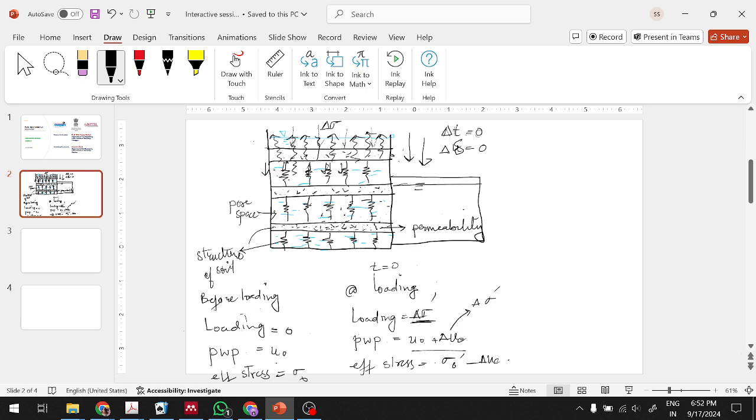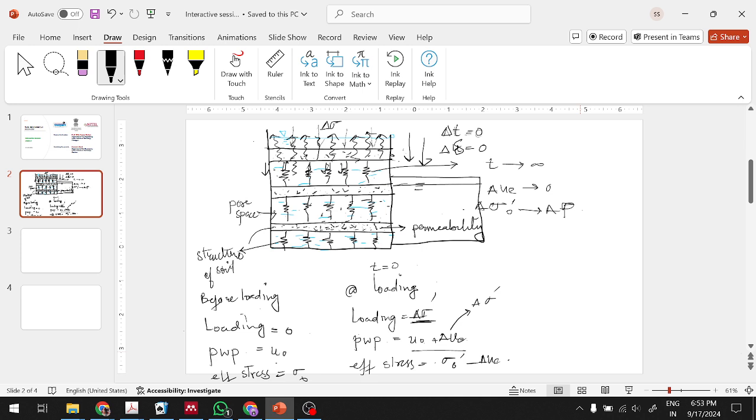But we have to know how this comes out to be: initially all the load is taken by the water, and then with time, as time tends to infinity, the excess pore water pressure will tend to zero, and our change in effective stress will tend to delta P, whatever stress we have given, delta sigma naught.